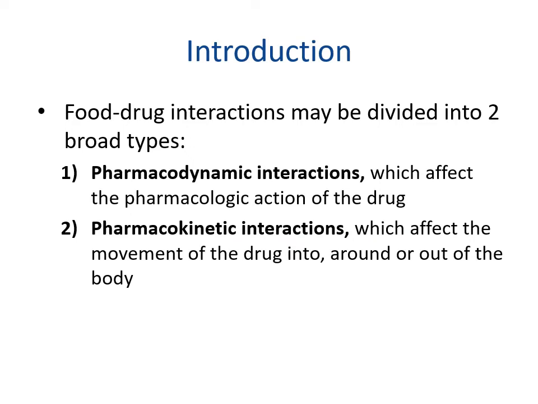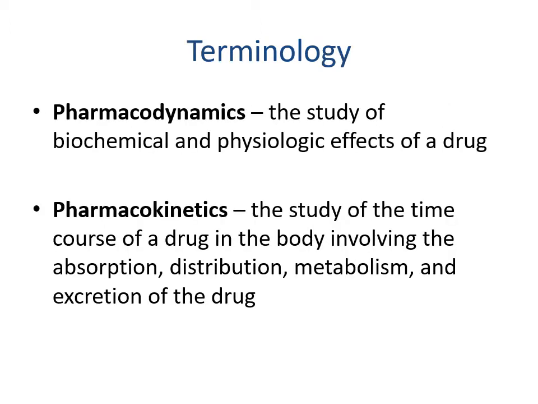Now, food and drug interactions can be divided into two broad types. So we have pharmacodynamic interactions, which affect the pharmacological action of the drug, and pharmacokinetic interactions, which affect the movement of the drug into, around, or out of the body. Pharmacodynamics is the study of biochemical and physiological effects of a drug, and pharmacokinetics is the study of the time course of a drug in the body, involving the absorption, distribution, metabolism, and excretion of the drug.